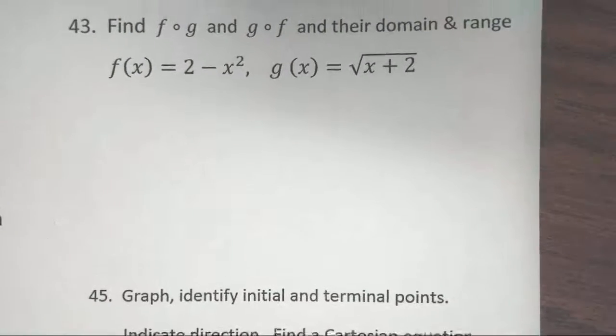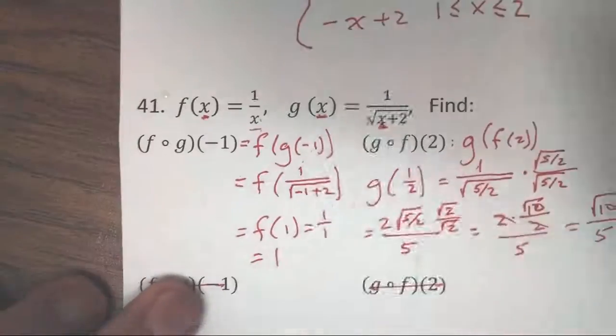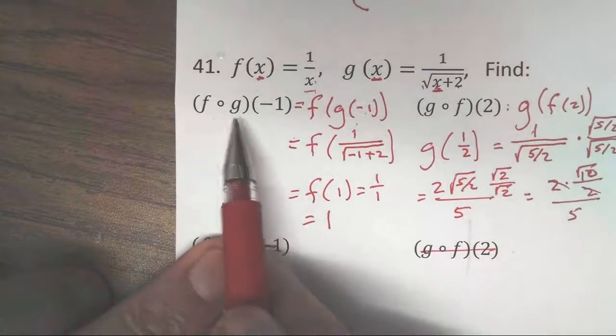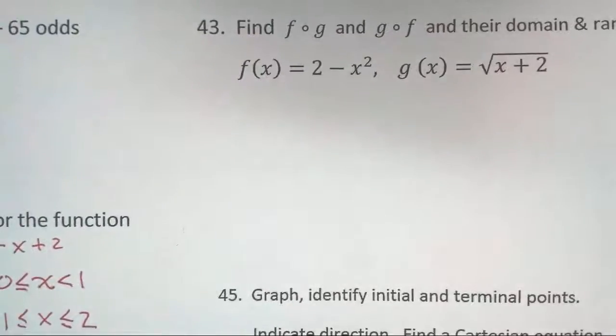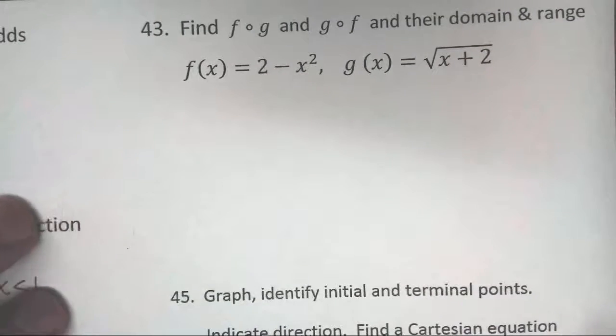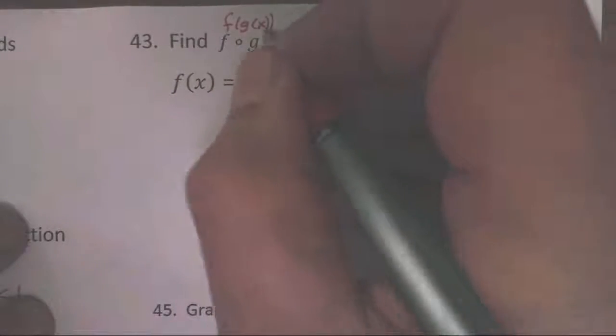Okay, 43. So here, when it is just f of g, like back here we had find f of g of -1. That means I'm putting -1 in. When it just says f o g or g o f, then this really means I'm finding f of g of x.